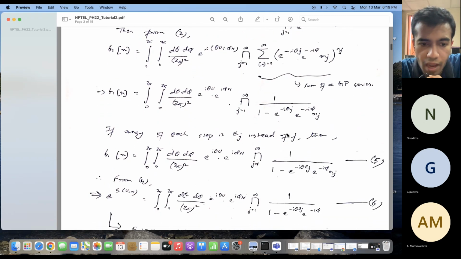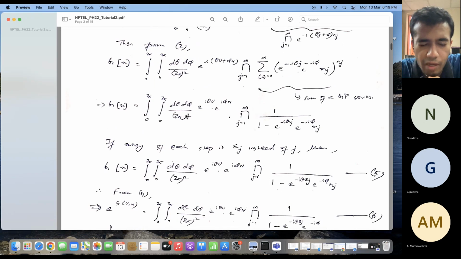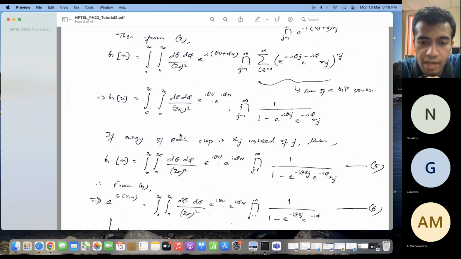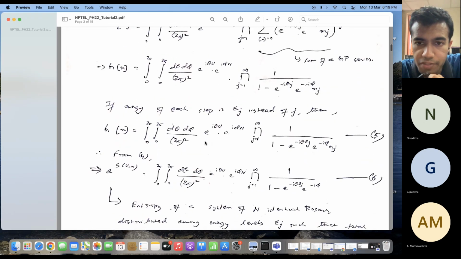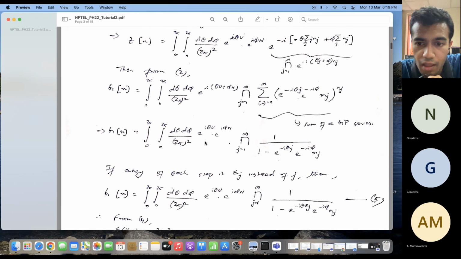Now if I put x equal to 1 in place of x in G(x), then I will get my Z_N. If I take the logarithm of that, I will get the entropy of the system. All right, so till this part the derivation is clear, right?